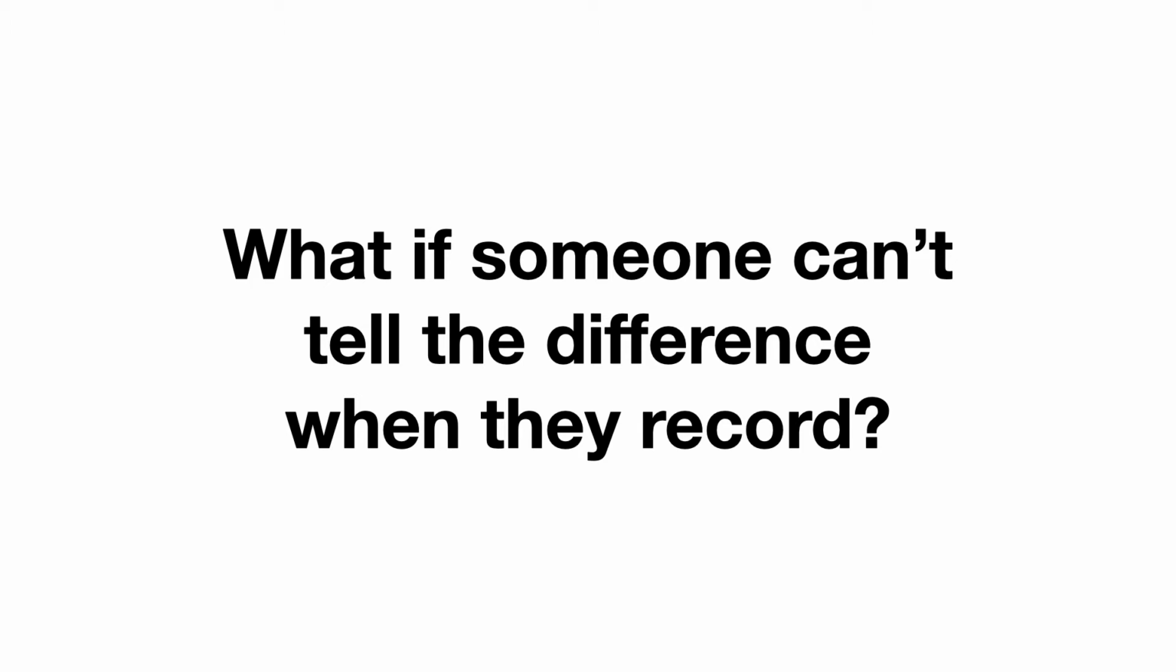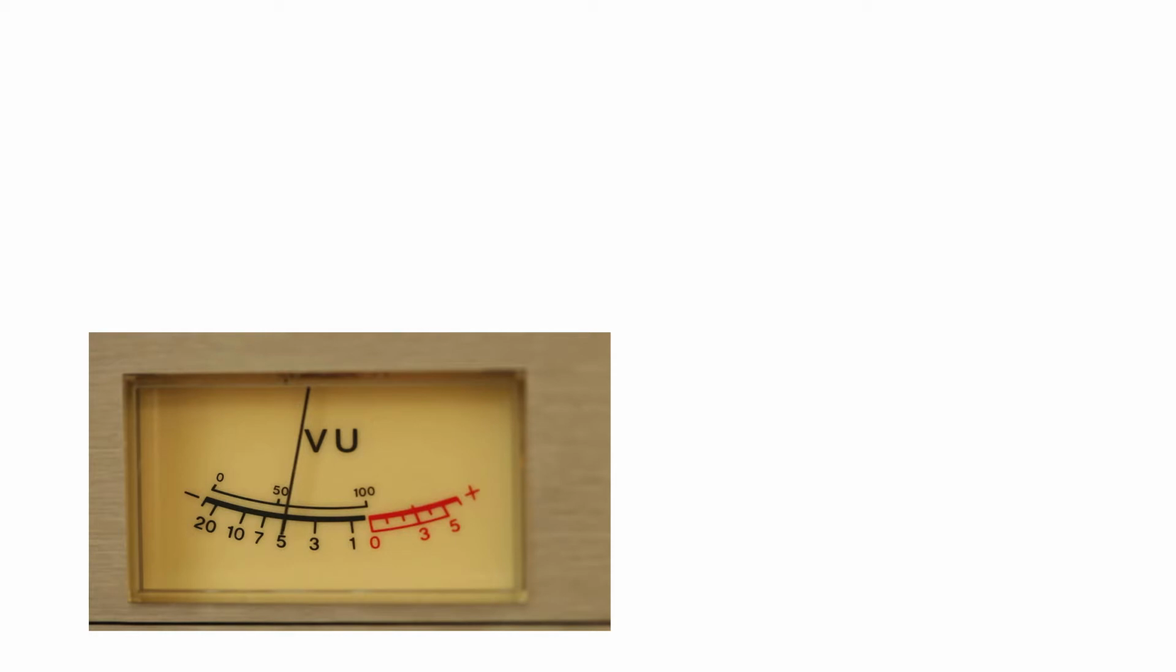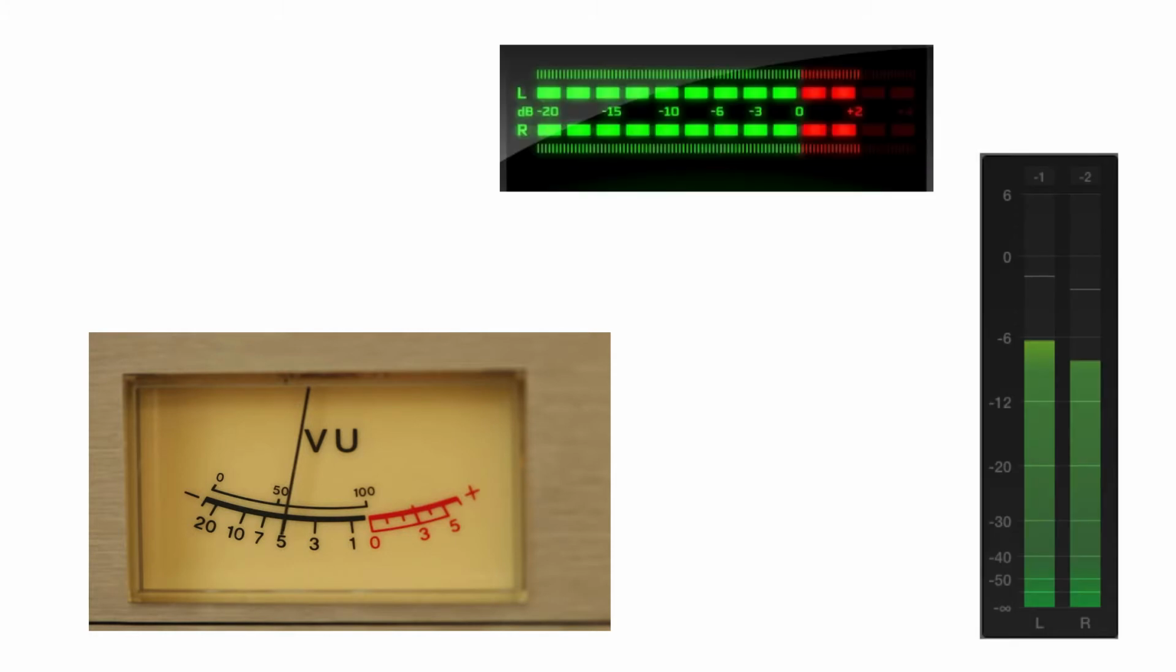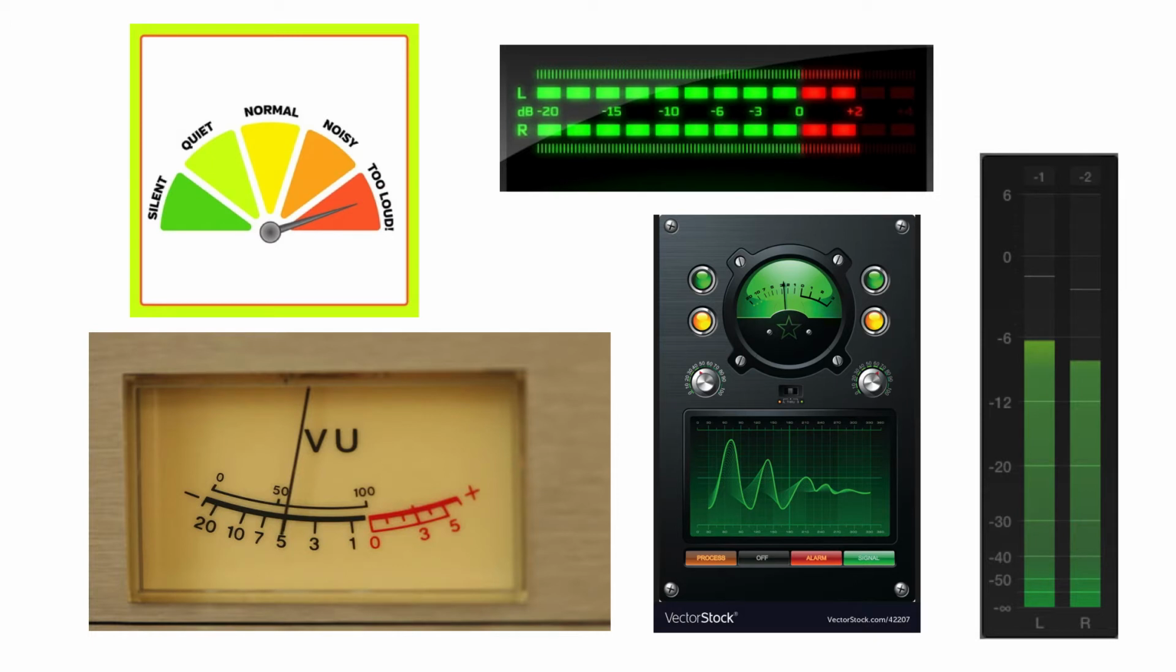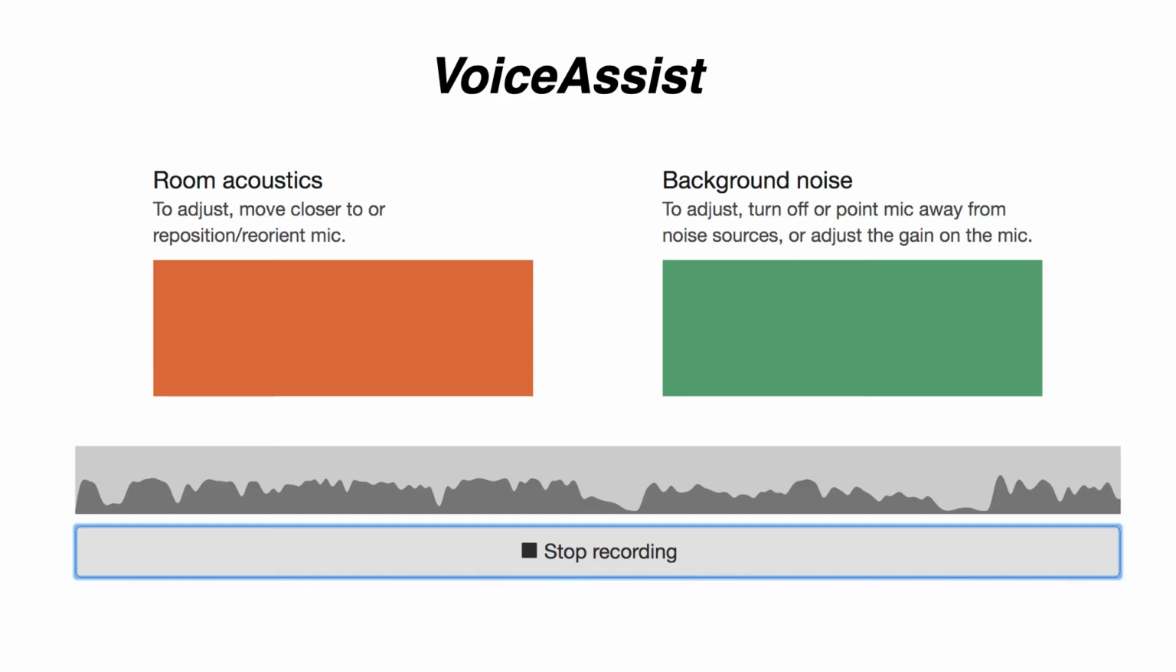Well, when people can't tell if they're speaking too softly or too loudly into a microphone, they turn to a volume meter. And the volume meter has been so useful and so successful that this very simple interface giving you this feedback, immediate visual feedback, is on practically every audio recording device. Well, VoiceAssist wants to bring this idea of the volume meter to other aspects of sound quality, specifically reverberation and background noise.